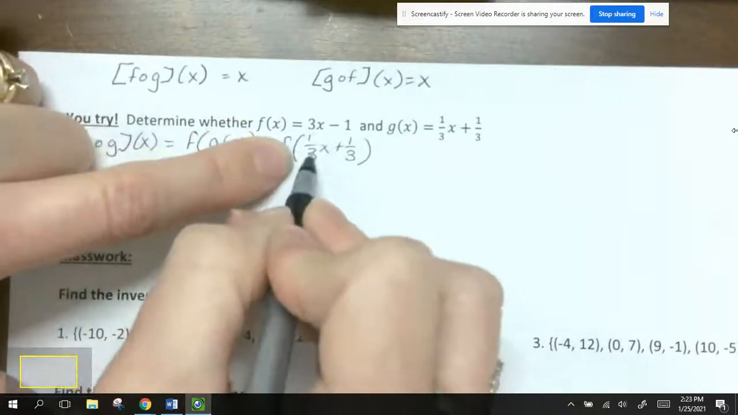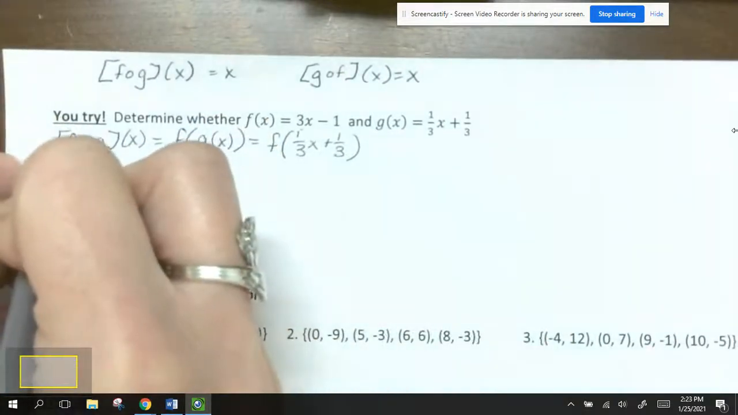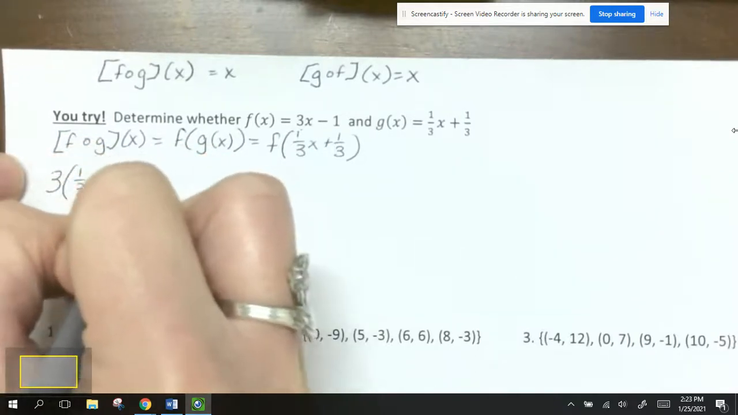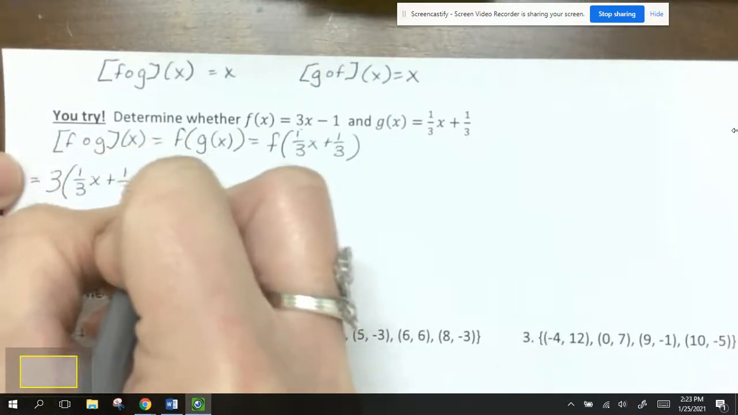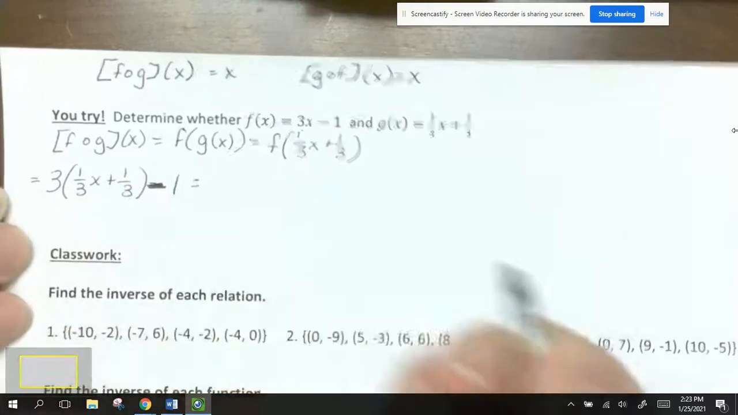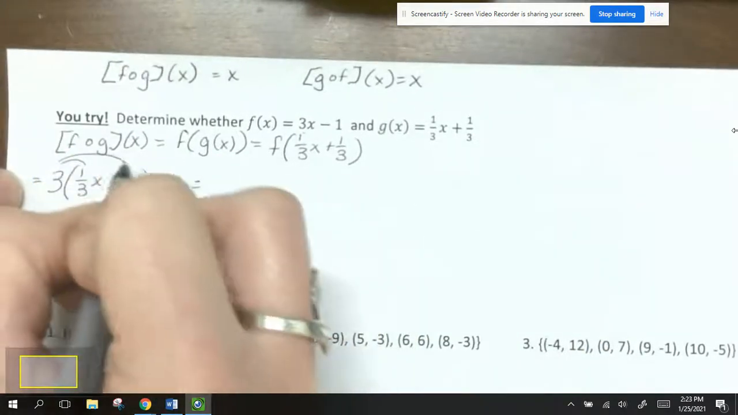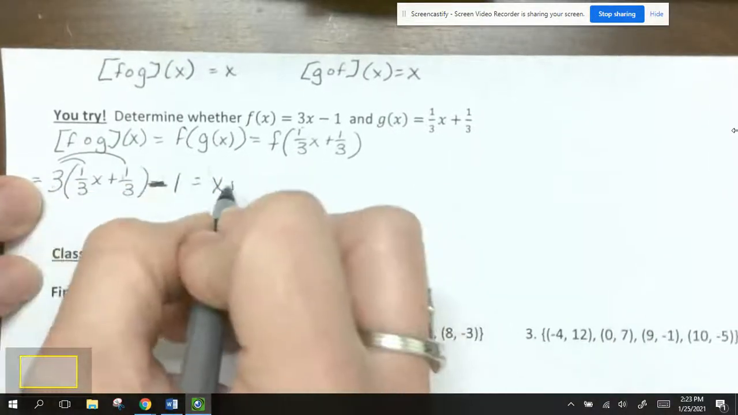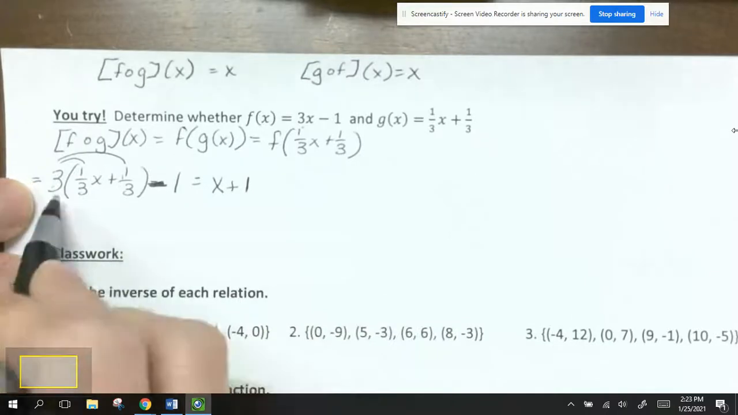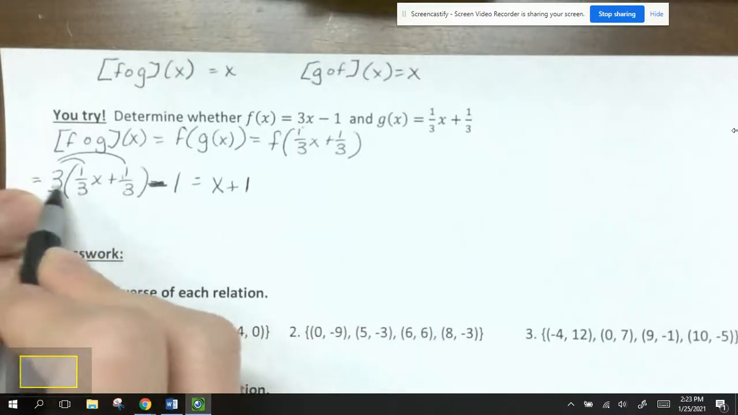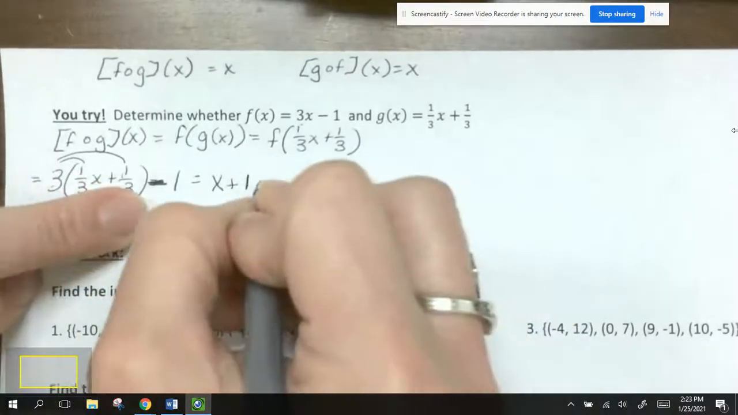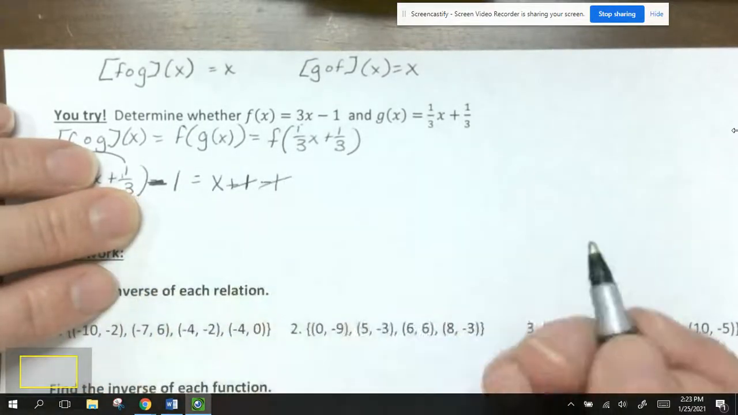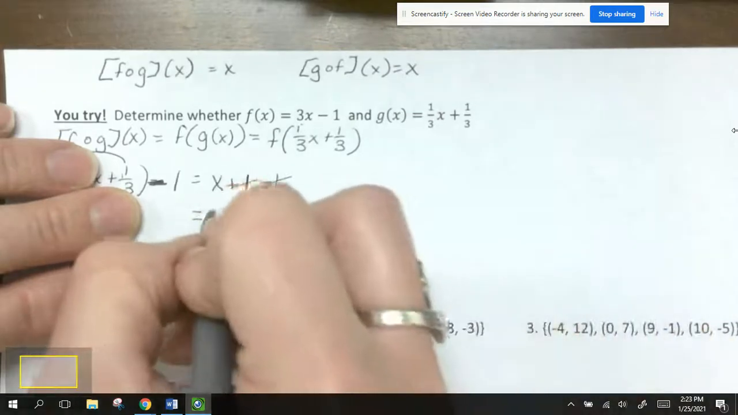Then I'm going to go to f and put this in the place of x. So now 3 times (1/3 x + 1/3) minus 1. I've got to distribute here. 3 times 1/3 x is 1x, and then 3 times 1/3 would be plus 1. And then you've still got your minus 1 out there. So now plus 1 minus 1, that's 0. So you're left with x.